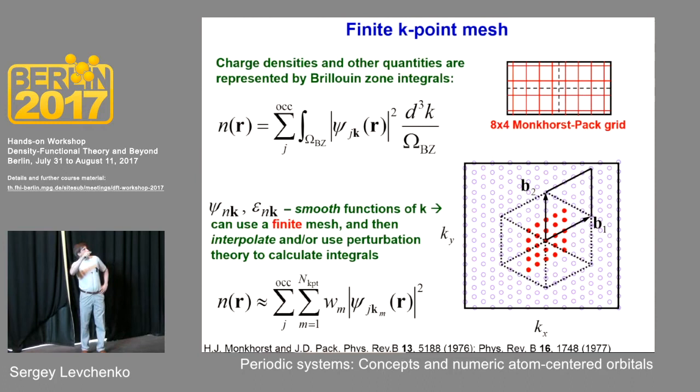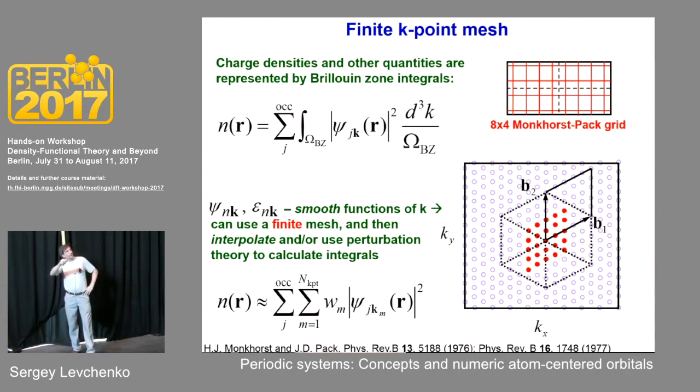So it turns out that these wave functions and the energies are relatively smooth functions of k points. And therefore, we can introduce a grid to approximately calculate this kind of integrals. There are many different ways to introduce such grids. For example, the k point at 0, 0, 0 is called the gamma point, and we could introduce a grid that is centered at the gamma point.